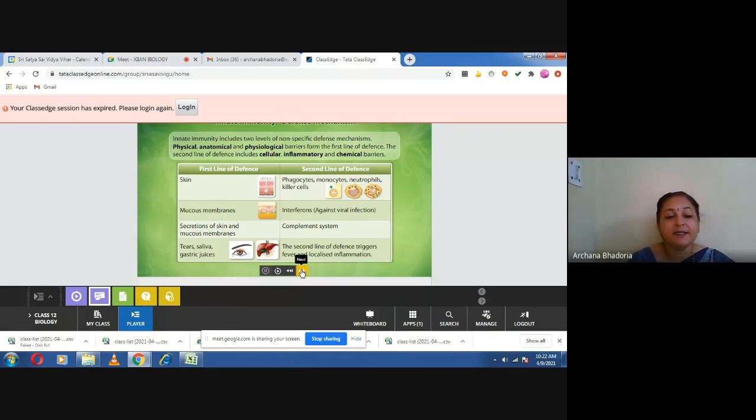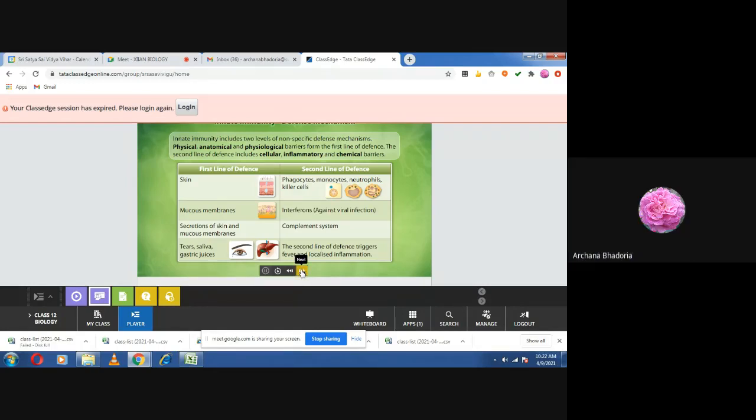Now try to understand, children. Physical means that physically the pathogens are prevented from entering into the body. Among the physical barriers, the skin is your first line of defense. Now, how is the skin preventing the entry of the pathogen? Physically, it is preventing. Also, the skin has sweat glands, and the sweat produced has the enzyme lysozyme. This lysozyme destroys the bacterial cell wall.